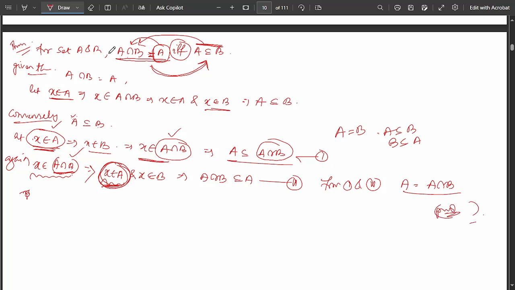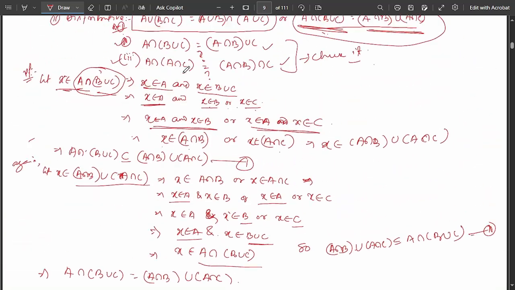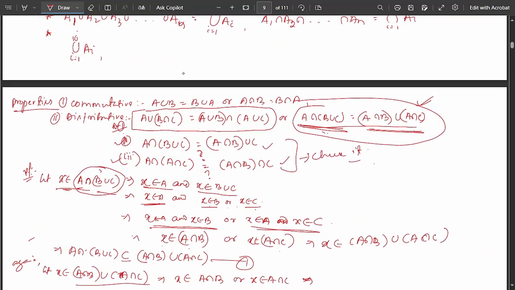So what you have to do? You have to do these three problems. Okay. You have to check this one, this one, this one. You have to prove this one theoretically and these two by taking examples.